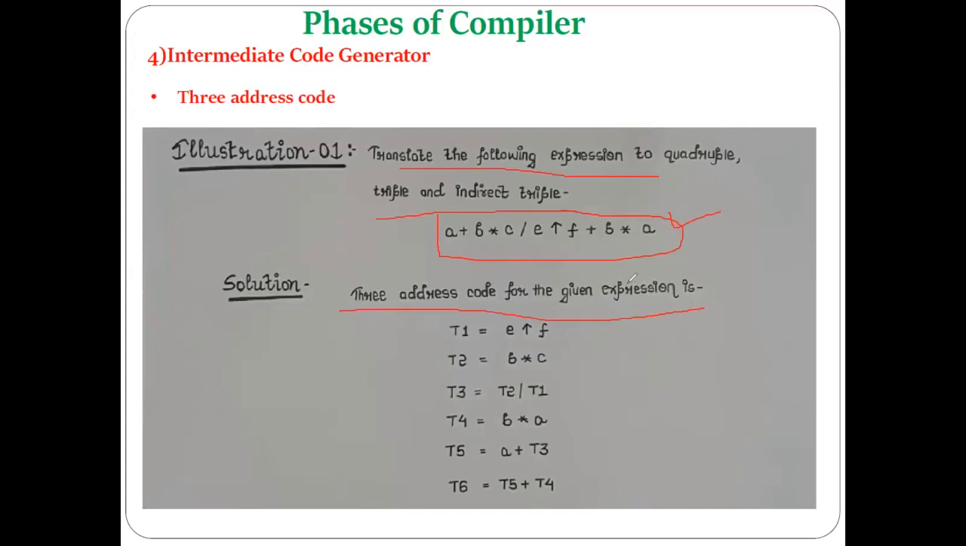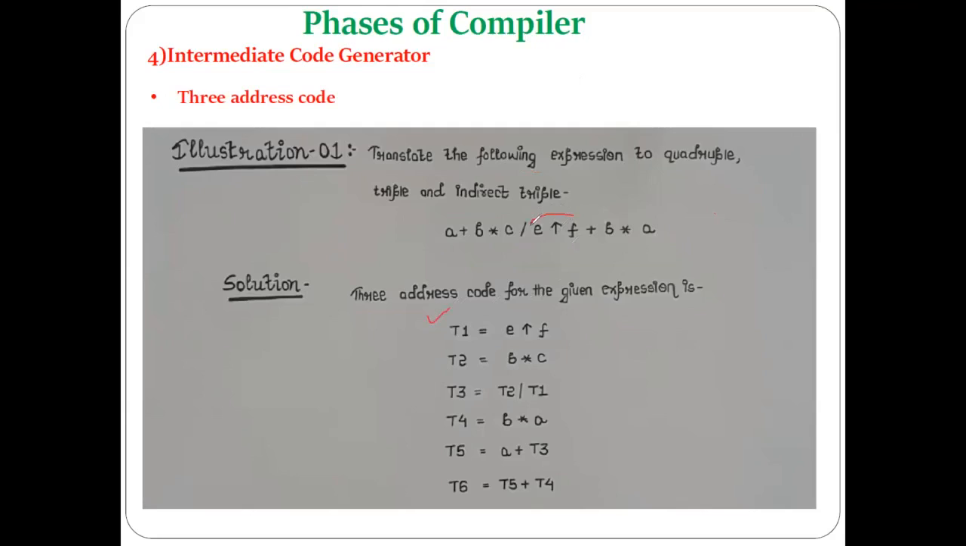While converting it into three address code, we have to focus on the precedence of the operator. In this whole expression, the raised to operator has the highest precedence, then multiplication, then division, and then plus. So here you utilize the first temporary variable t1, where t1 equals e raised to f.